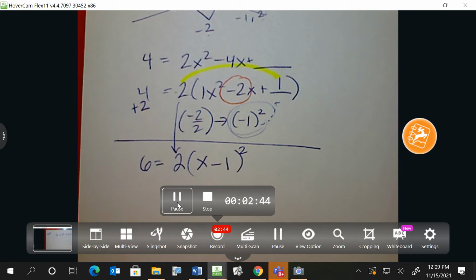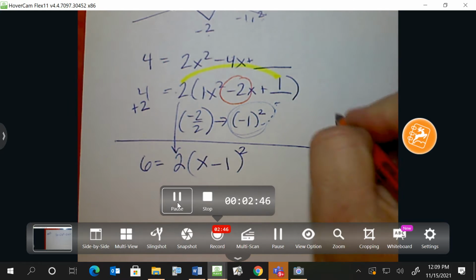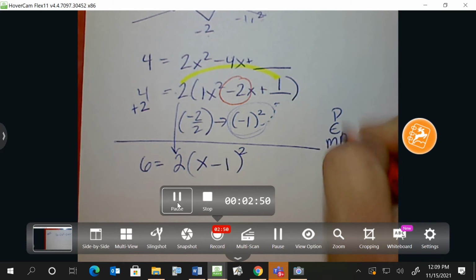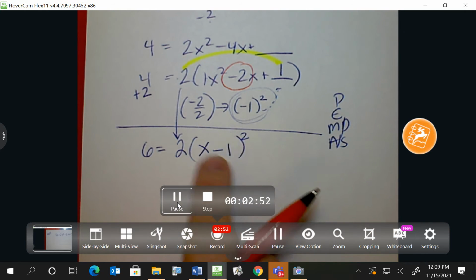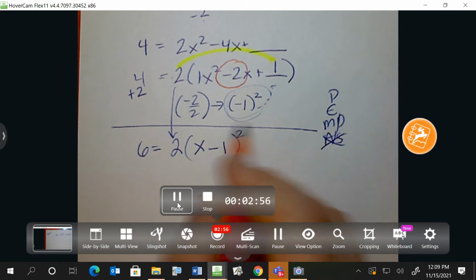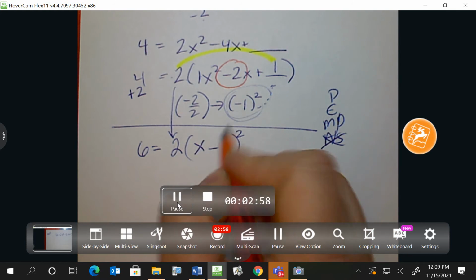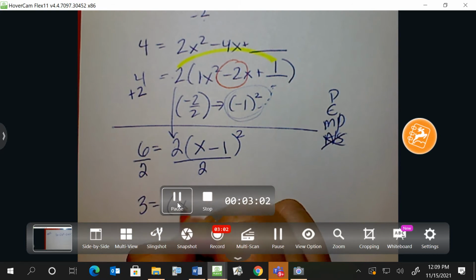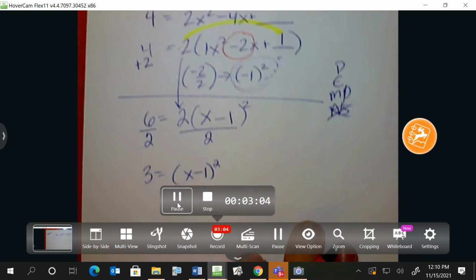Okay, so how do we go about solving this? We're going to do PEMDAS backwards. Please excuse my dear Aunt Sally. So on the side that contains the x, outside of parentheses, is there any adding or subtracting? No. Is there any multiplying or dividing? Yes. 2 is being multiplied by this quantity. The opposite of multiplying is dividing. 3 equals x minus 1 quantity squared.